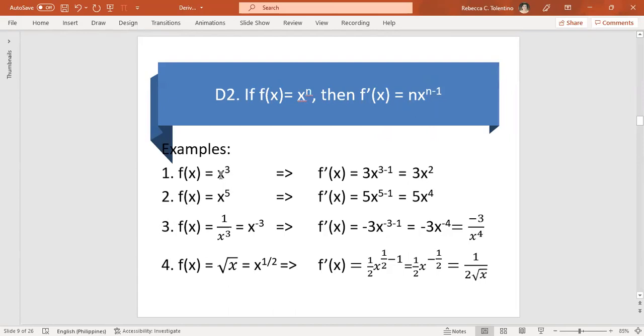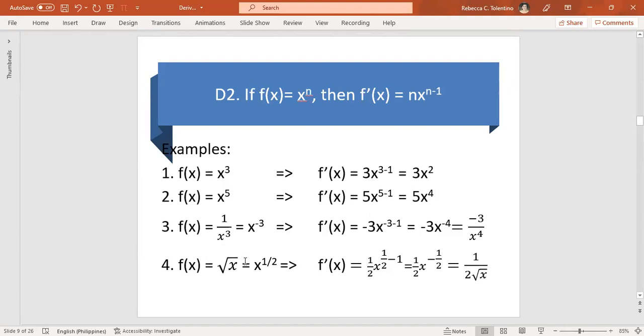Okay, so take note that if your exponent is positive, in the derivative, the exponent actually decreases by 1. But if your x to the nth power is in the denominator, then instead of the exponent decreasing, it actually increases by 1. So from x cubed, it becomes x to the 4th. Okay.